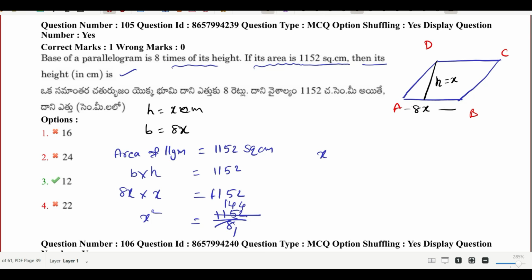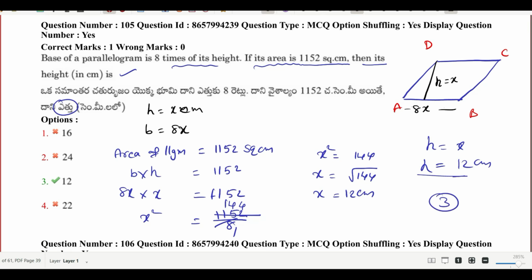It means what we got? We got x square is equal to 144. From this, x is equal to the square root of 144, which gives x equal to 12 centimeters. Now what are we asked to find out? We are asked to find out the height. We assumed the height of the parallelogram as x, and the x value we got is 12. So the height of this parallelogram is 12 centimeters. So from the answer options, you can go with the third one as the correct one.